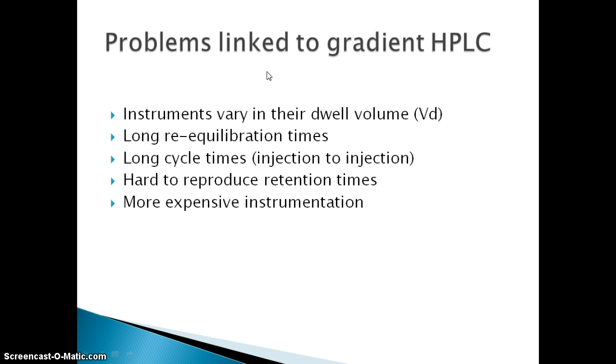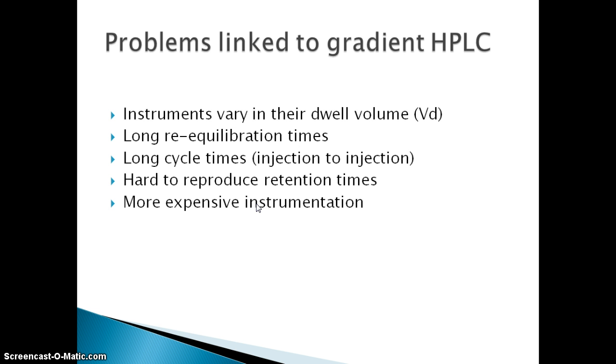With everything there are pros and cons, and in this case gradient HPLC also has problems. Instruments vary in their dwell volume, which can cause method transfer problems. There are also long re-equilibration times and long cycle times, so you have to wait for it to re-equilibrate and then inject the sample. It is also hard to reproduce retention times, and most importantly, the equipment itself is much more expensive.